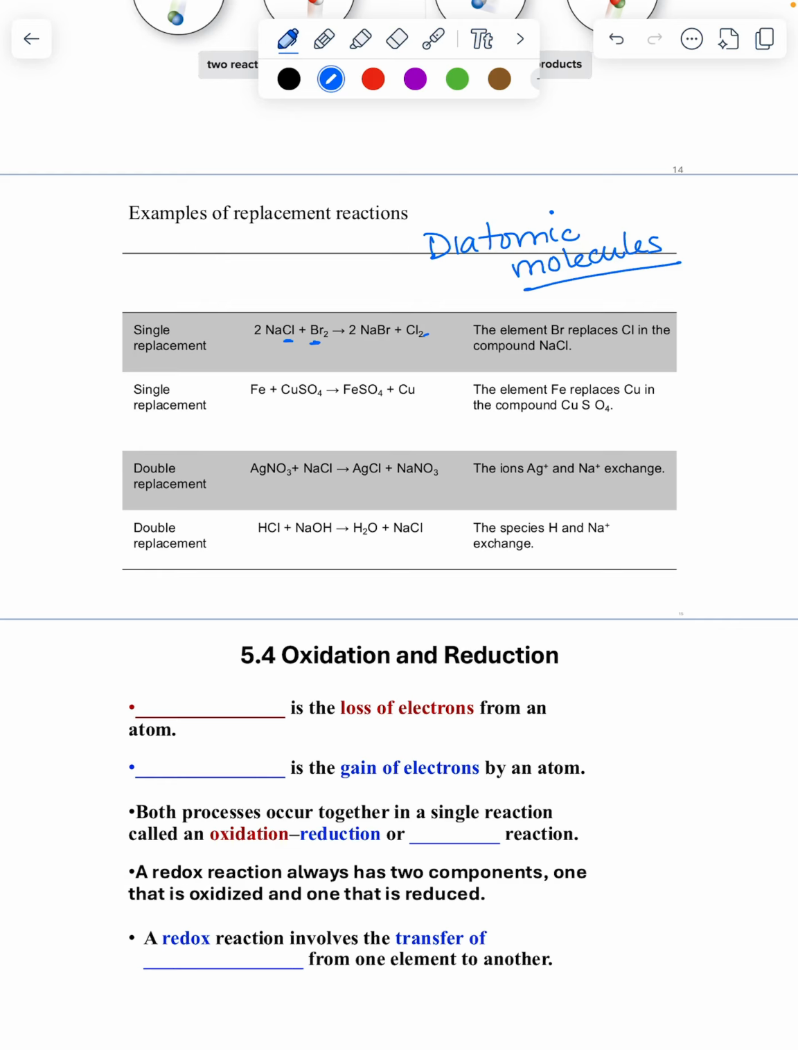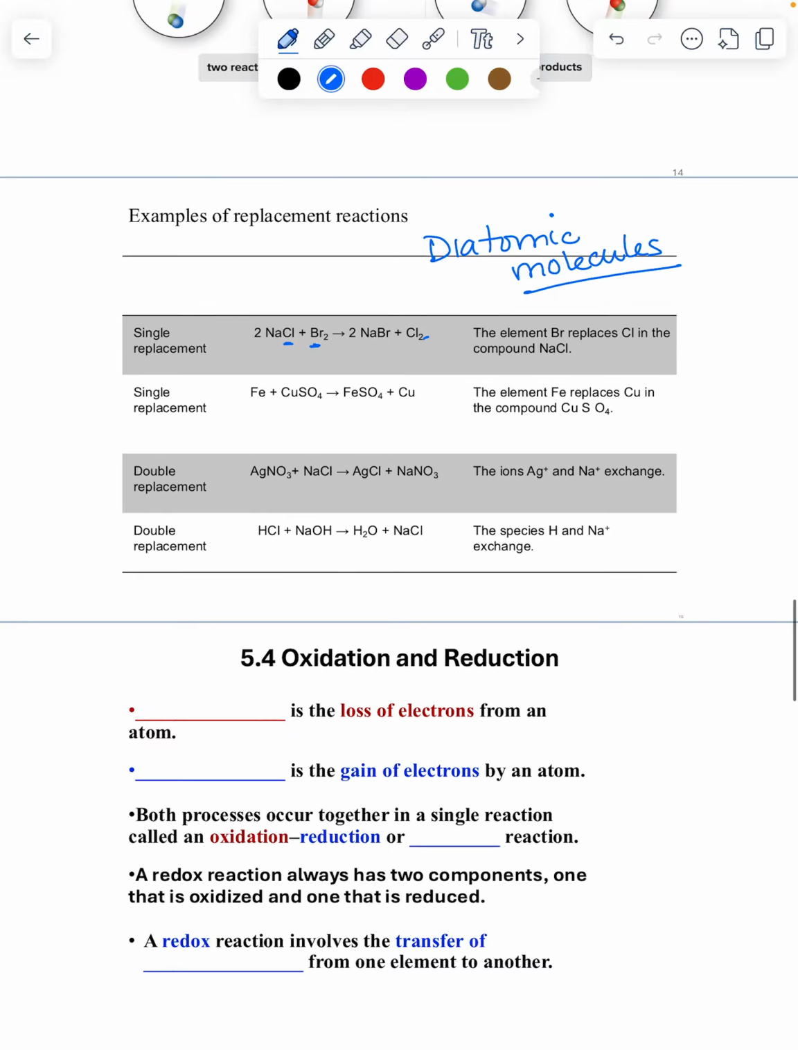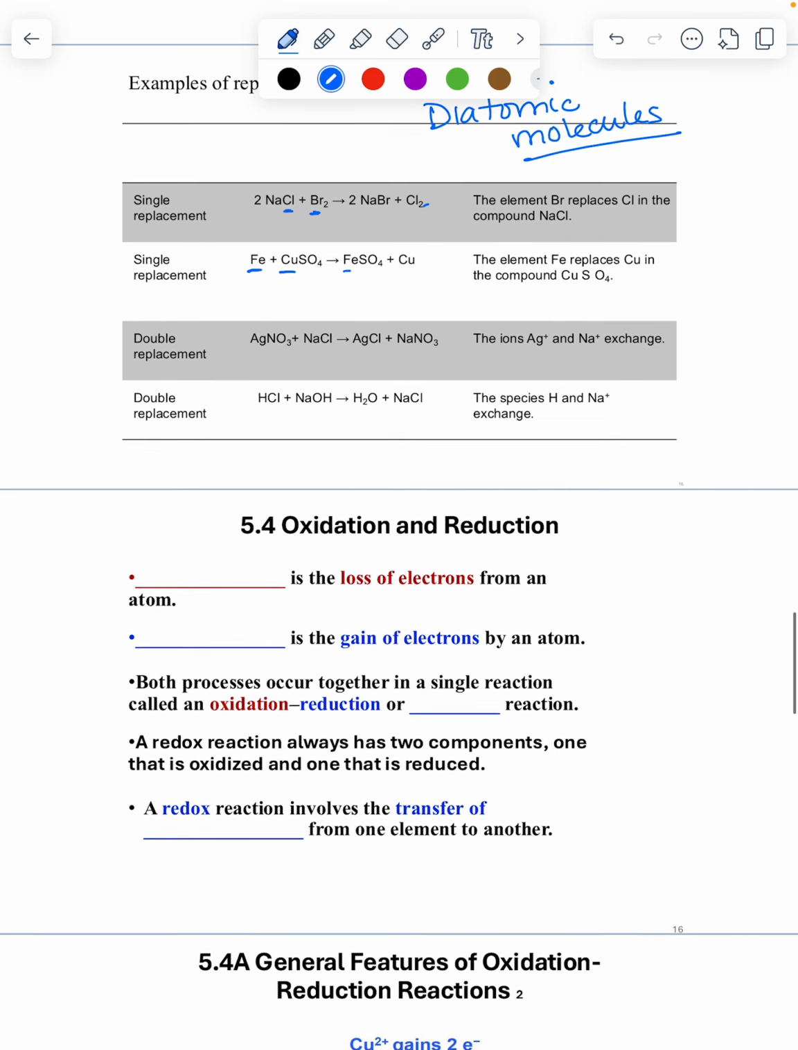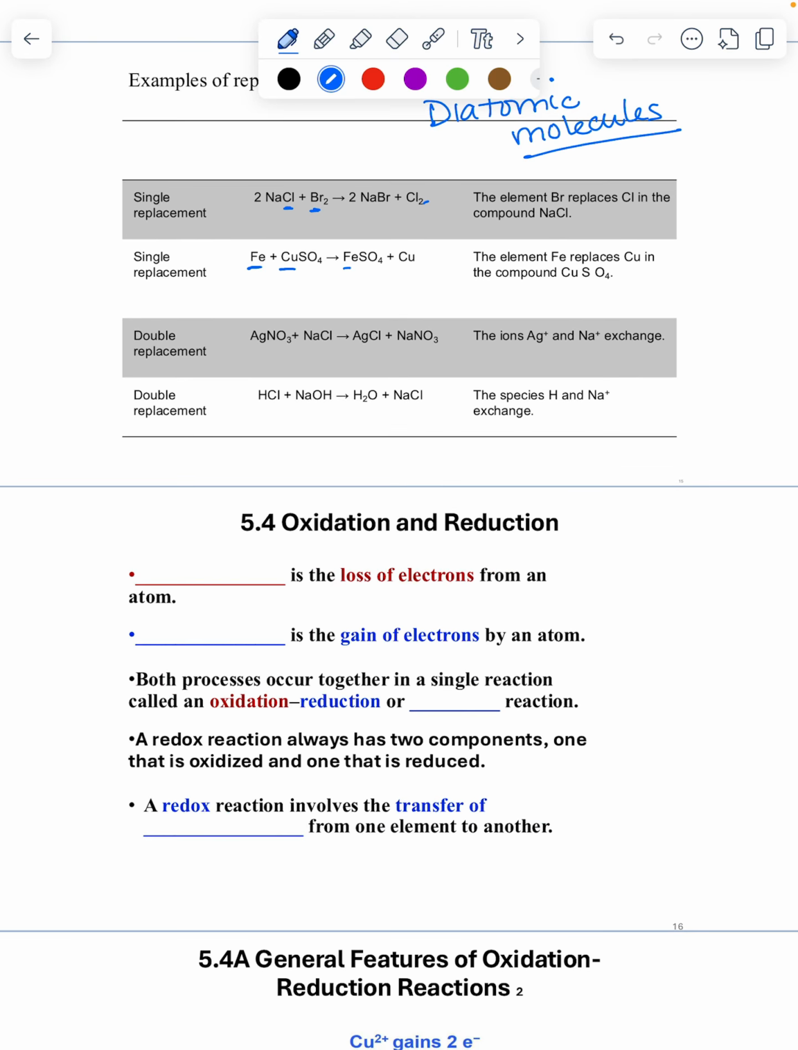In the second example, you see a single element that is a metal, and so it would replace the metal in the compound. So iron is trying to replace copper, and so instead of copper sulfate, we end up with iron sulfate. So for single replacement, you're looking for the single element on the reactant side to know how to proceed. And then in the double replacement, both ionic compounds would trade their partners.